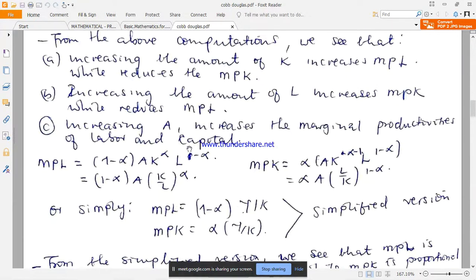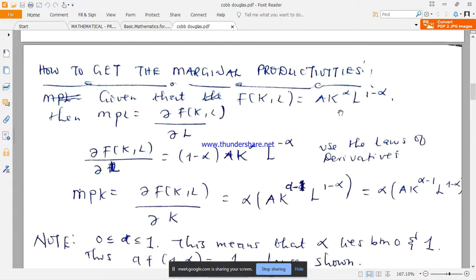Let's get back to our initial equation, which is here. If we're finding the marginal product of capital, I'll just differentiate this function with respect to capital. In this case I'll keep labor constant, because I'm finding what we call the partial derivative. We're using partial derivatives, so I'll keep labor constant because I'm differentiating not with respect to labor but with respect to capital.